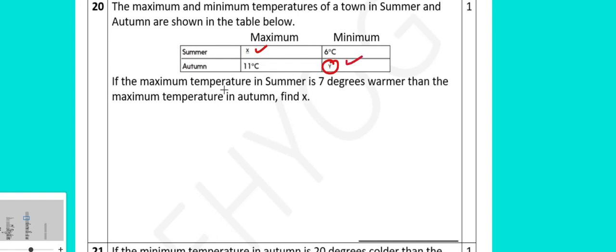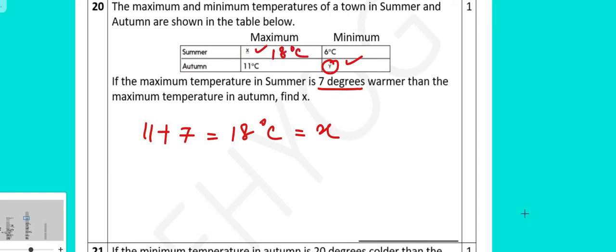If the maximum temperature in summer is 7 degrees warmer than the maximum temperature in autumn, find X. In order to do this sum, the maximum temperature in summer is more than the maximum temperature in autumn. So simply we'll just add 11 plus 7, making it 18 degrees Celsius as the value of our X here. So therefore we write the value here, it is 18 degrees Celsius.